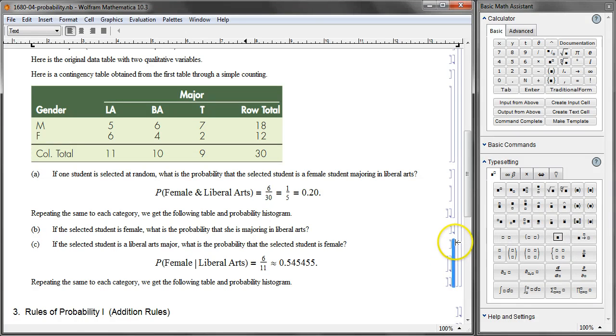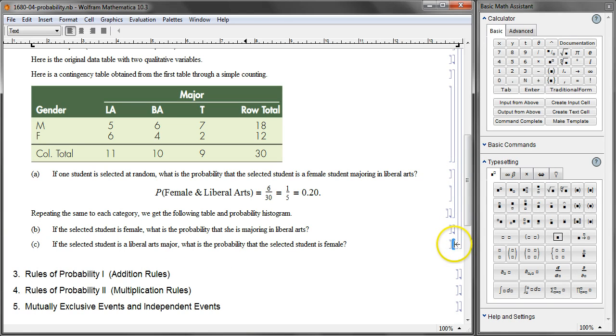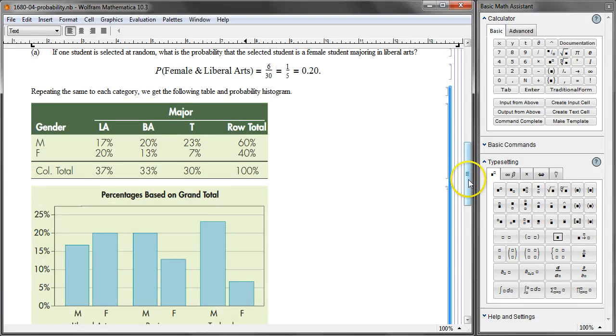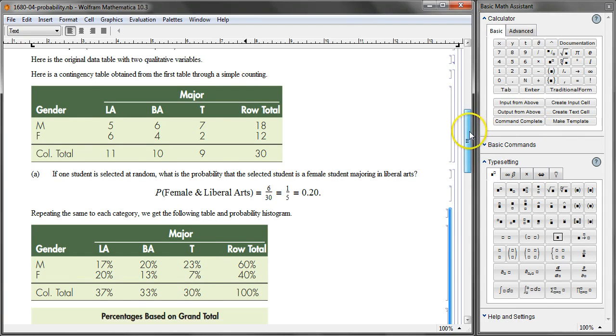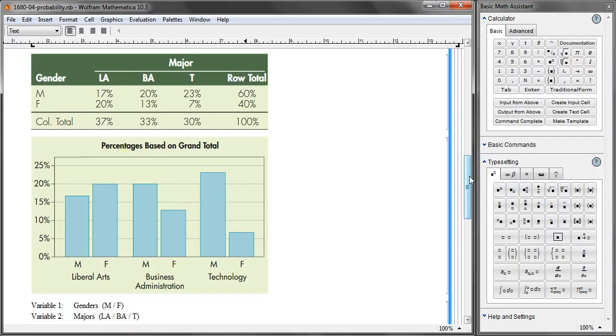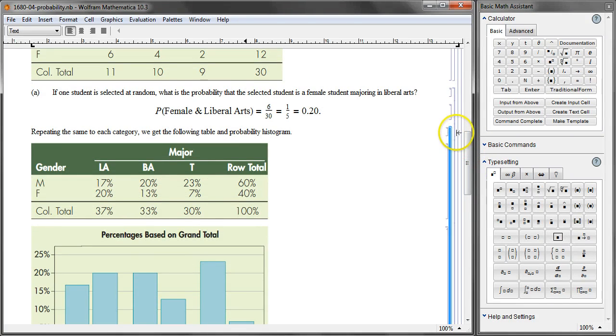These kind of things are called conditional probabilities. As a matter of fact, in this exercise, we have further probabilities, repeating the same for each category. We have all these probabilities. Select, what's the probability that the selected student is a male technology major? About 23%, because it's 7 over 30, and histograms are given.